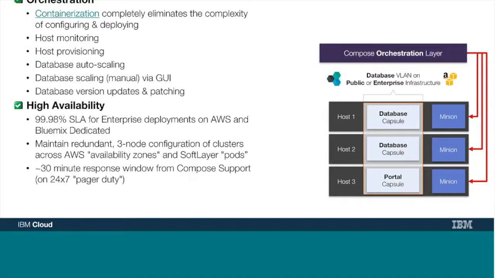What we get from containerization is we can create patterns of provisioning that creates this orchestration. So we use this containerization for the provisioning of the database, for scaling of the database, for version upgrades and patching. It allows us to do some improved host monitoring and host provisioning. So containerization is the tactic that we use to fulfill our orchestration strategy.